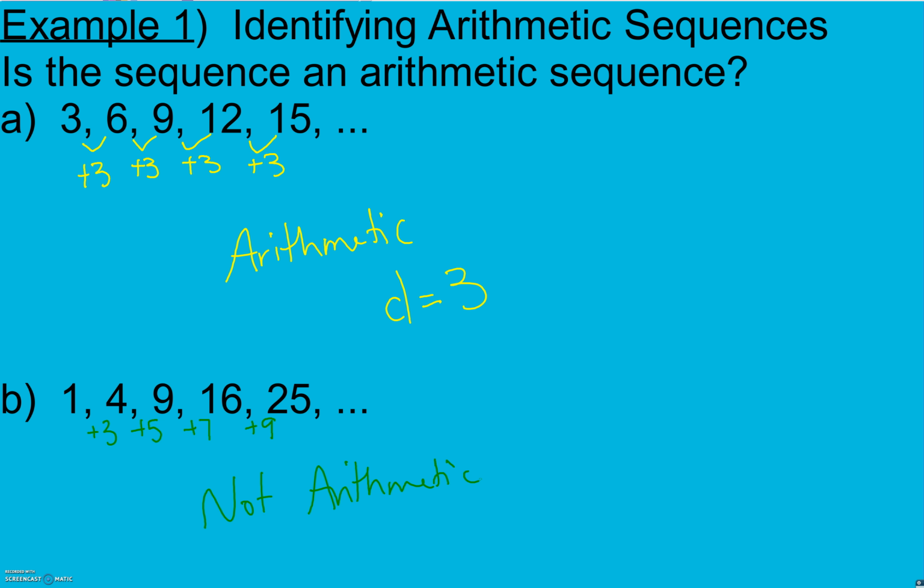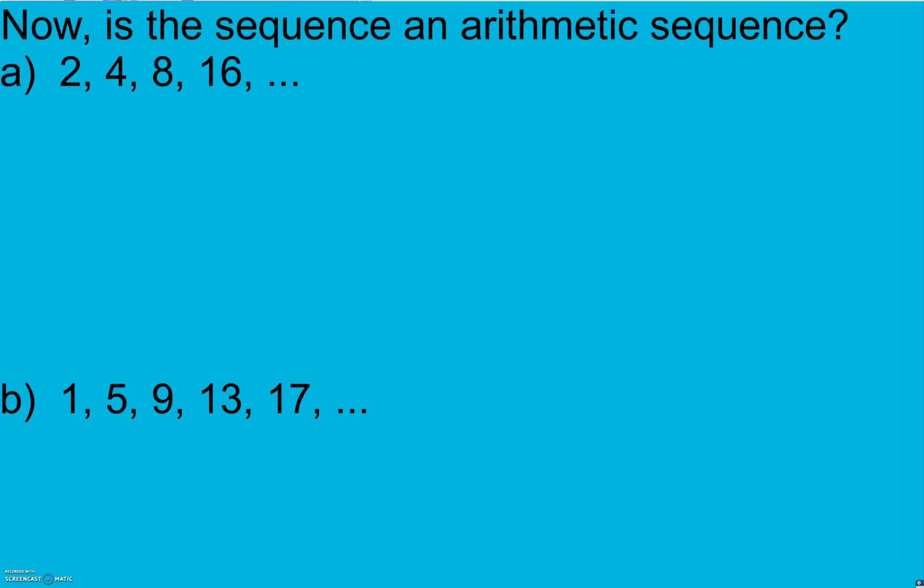Okay, because we did not add the same every time. They're not the same. Okay, let's try it. 2 to 4, we added 2. 4 to 8, we add 4. 8 to 16, we add 8. Okay, not the same every time. So it is not an arithmetic sequence, or arithmetic. Either one works.